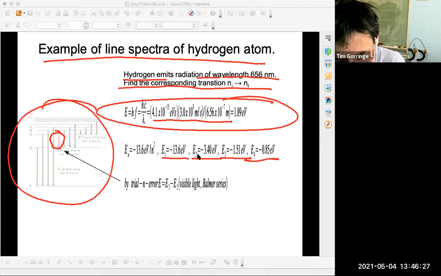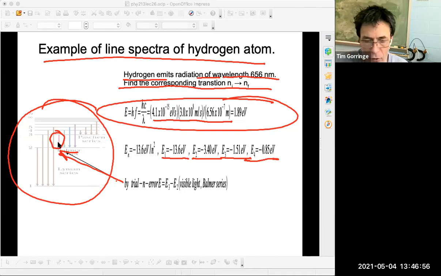And maybe you can see it here. The difference between the first excited state and the second excited state, at minus 3.4 and minus 1.5 electron volts, is 1.9 electron volts. And so that transition up here, this one in the Balmer series, is that particular 656 nanometer wavelength light.